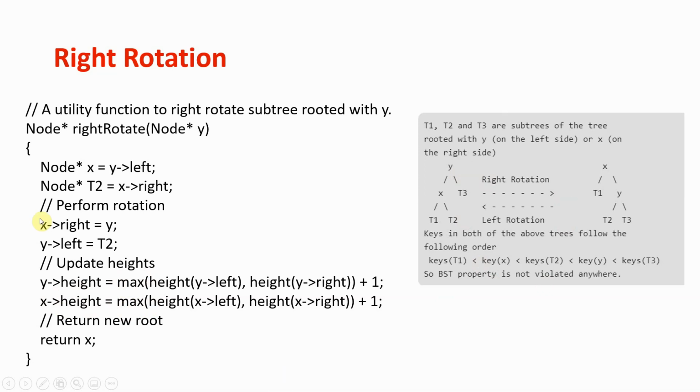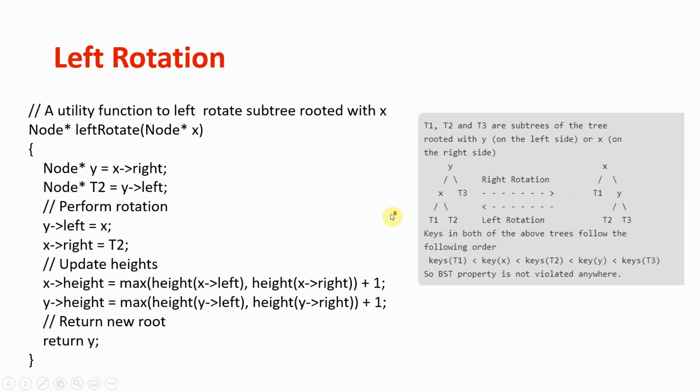So this is a right rotation, and similarly we have a left rotation. For a left rotation, if this is the tree we have and this is our current node, we basically pull T1 down, X goes down, Y goes up, T3 goes up, and T2 becomes the right subtree of X. Again, it's pointer manipulation. You see it here. After changing the pointers, we have to update the height.